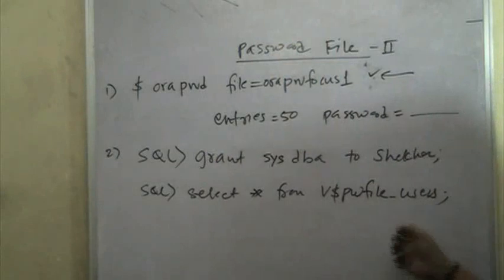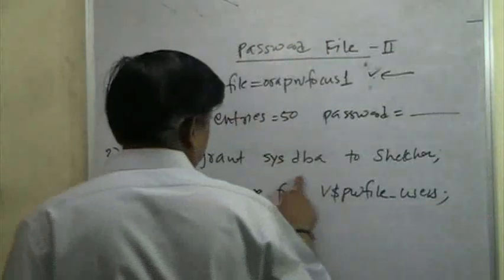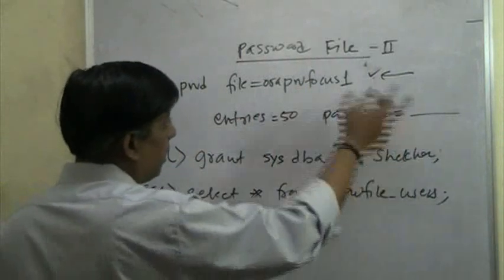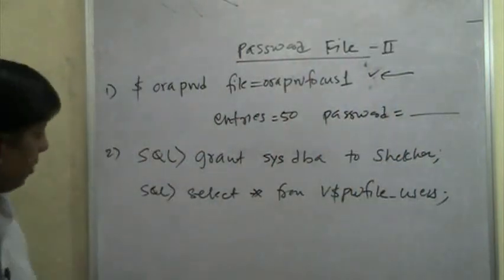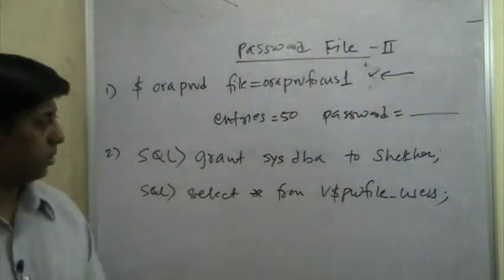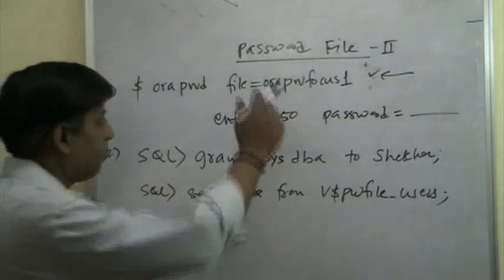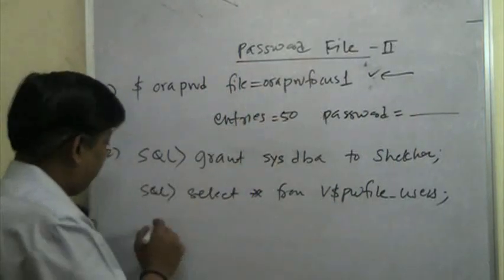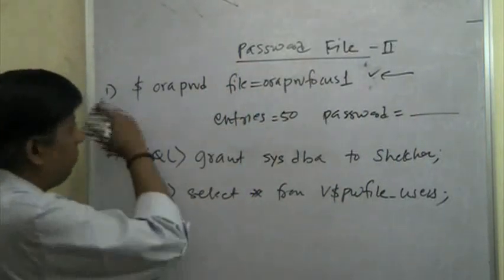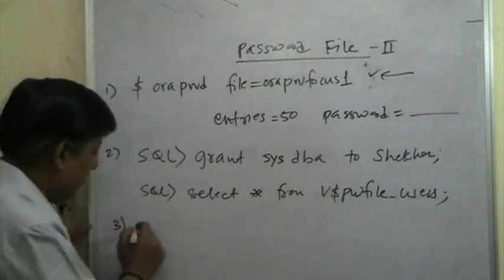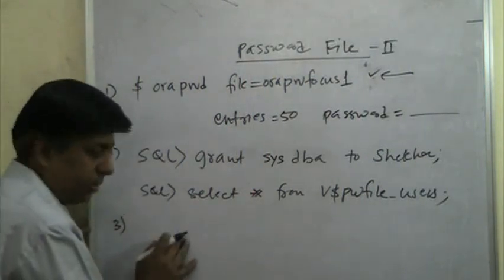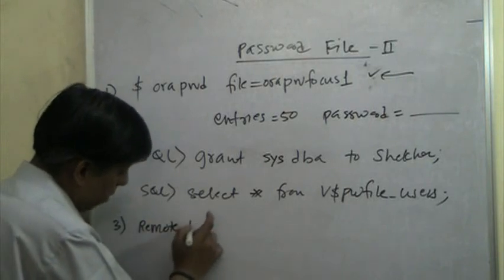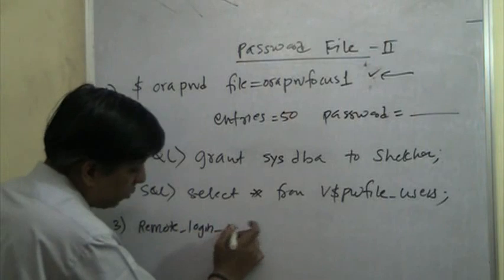So this is what the grant will do: put the user Shekhar and his password in the password file. Revoke will take the user Shekhar out of the password file. And this will show you who the users are in the password file. But all this can be done only if, and this is step number three, which should be done before this, there is an initialization parameter called remote login password file.